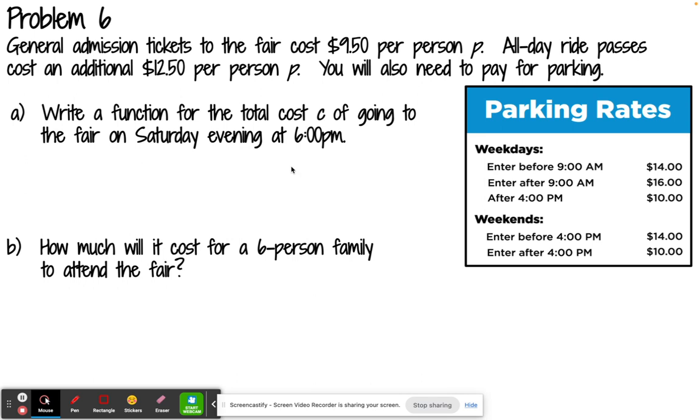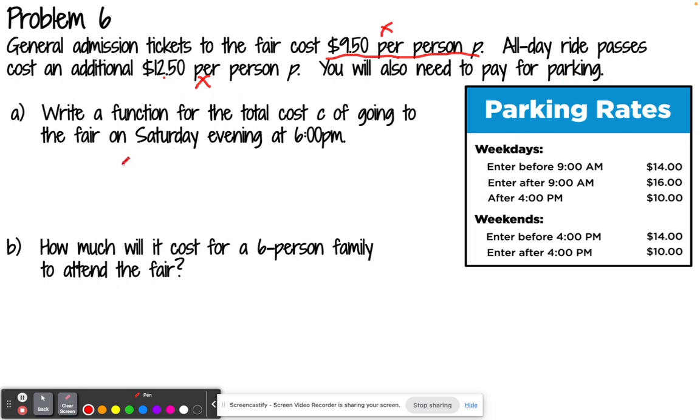Problem 6. Going to the fair this time. The cost of the fair is $9.50 per person. That's just to walk through the door. Every person has to pay $9.50. See that per? That's going to be multiplying. But it also costs $12.50 per person to get an all-you-can-ride pass. You know who wants to go to the fair if you can't go on any rides, right? So you got to get both things. And you have to pay for parking. Our parking rates are over here.